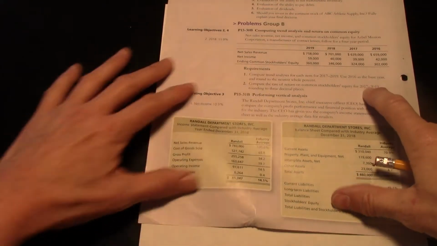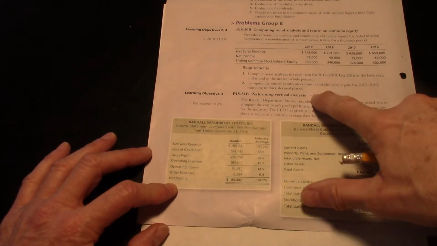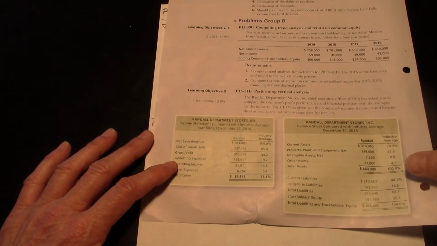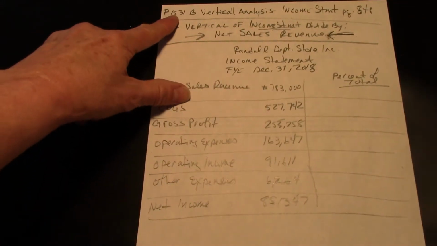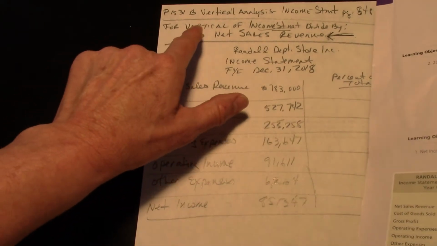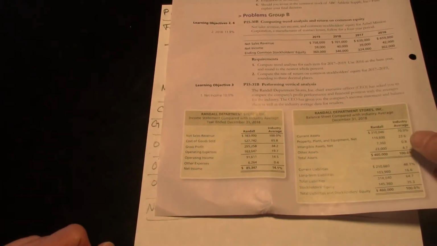Now we are back to do vertical analysis. So if you thought horizontal analysis was easy, vertical is even easier. We're going to do 1531B from page 848, and we're doing the vertical analysis of an income statement. In this video, we're doing an income statement.